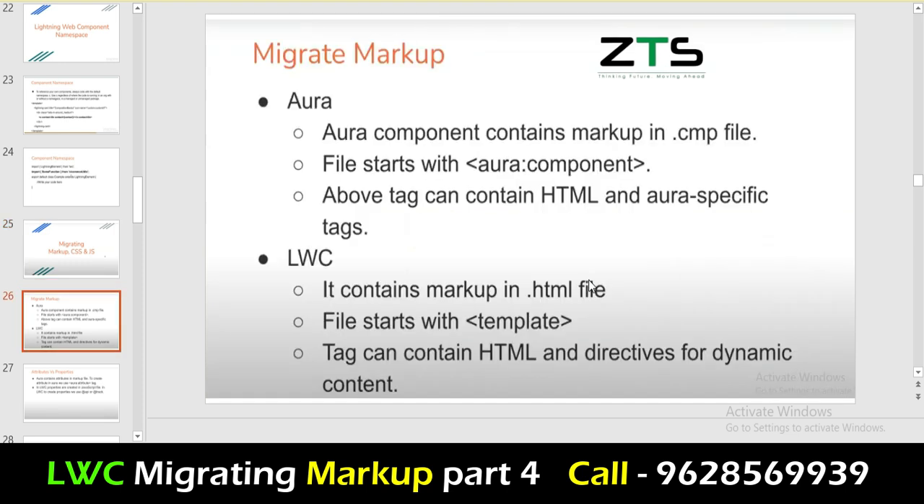Firstly, you can see this migrate markup. Markup means HTML. So an Aura component contains markup in .cmp files. Just like LWC contains markup in .html files, in Aura you use files named .cmp. The file starts with the aura:component tag. The tag can contain HTML and Aura-specific tags.